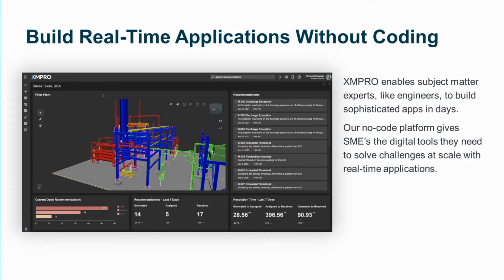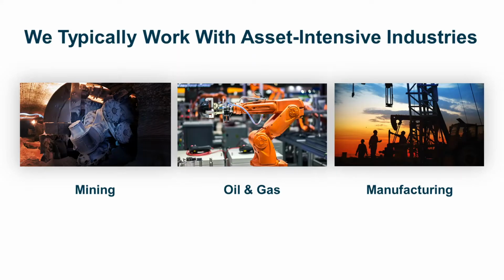XMPro is a no-code application composition platform that enables subject matter experts like engineers to create sophisticated real-time apps and digital twins without coding. We typically work with asset-intensive industries like mining, oil and gas, and manufacturing to help them respond to critical events in real time.